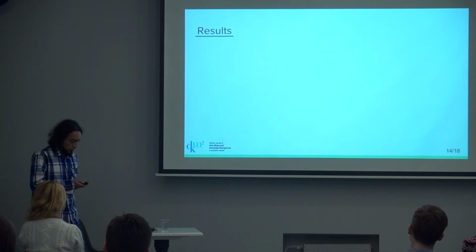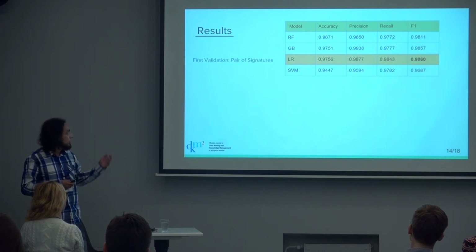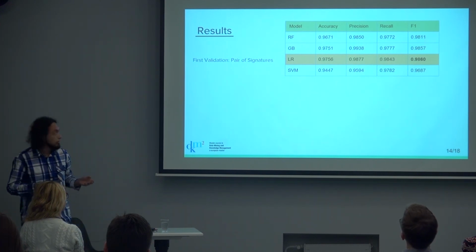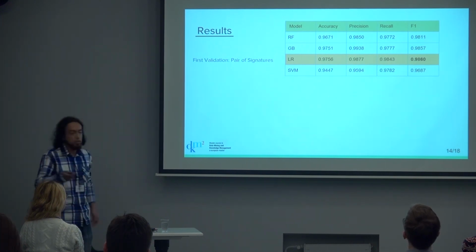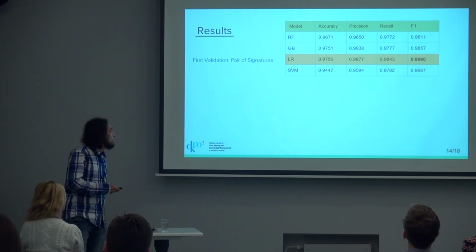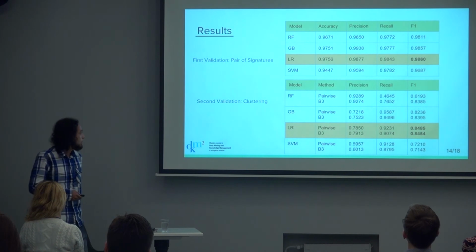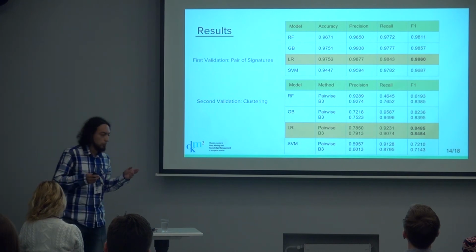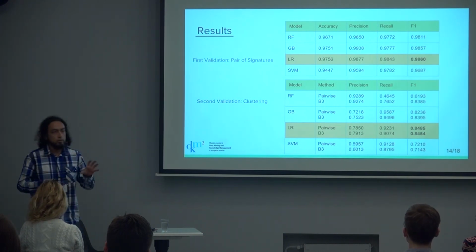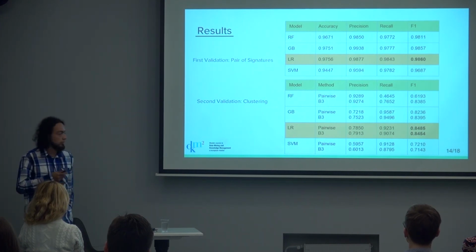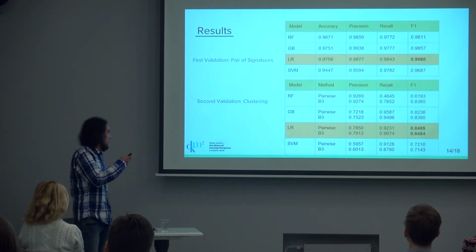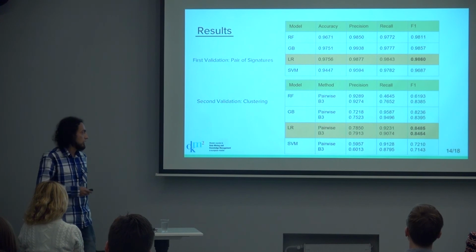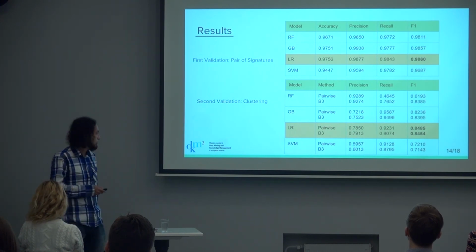And the results with our 4 models in the first validation: logistic regression got the best result with an F-score of almost 99%. So it's really, really good. And in the second validation, we performed the 2 methods that are well known and mostly used in this kind of clustering validation, the pairwise and the B3. And here as well, the logistic regression got the best results with almost 85% in the F measure.